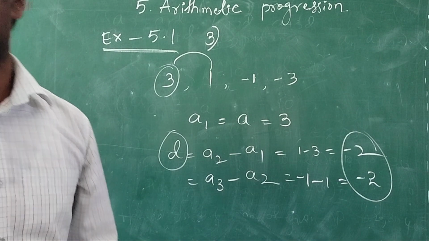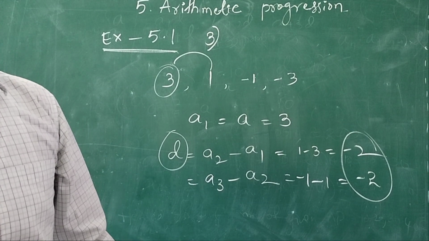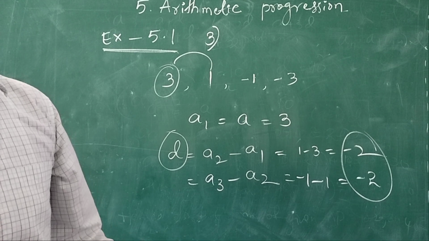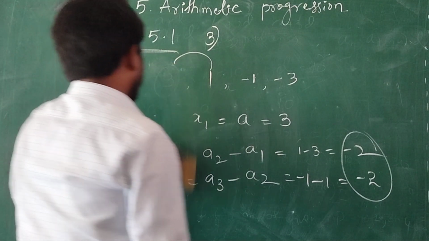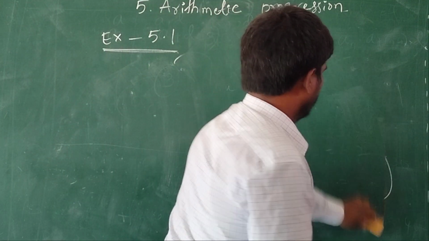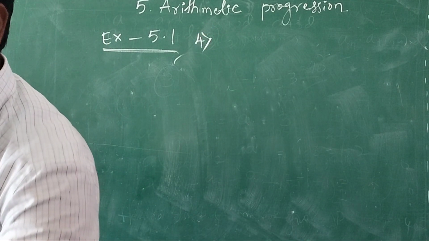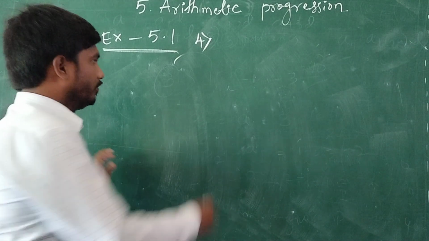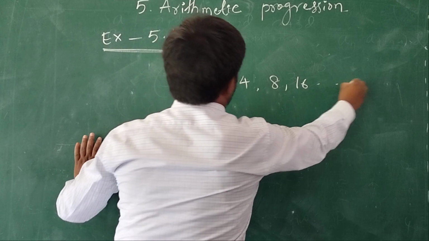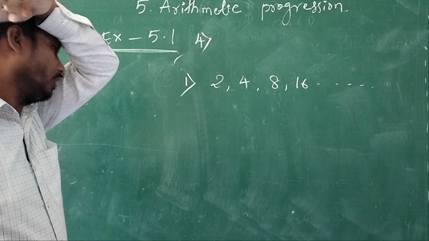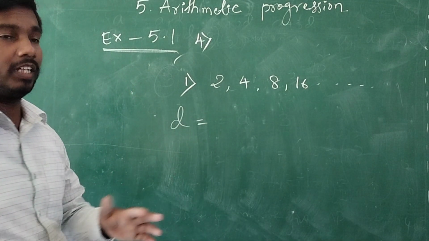Coming to the fourth bit. Which of the following are APs? If they form an AP, then find the common difference D and write 3 more terms. Fourth bit problems: whether they are in AP or not. The first problem he gave is 2, 4, 8, 16. Are they in AP or not? To find that, first we need to verify that the common difference is equal in all the cases.